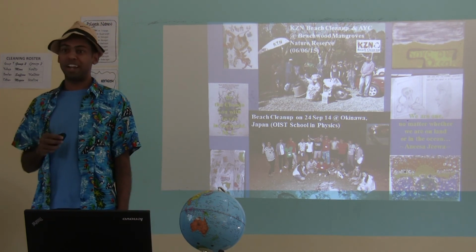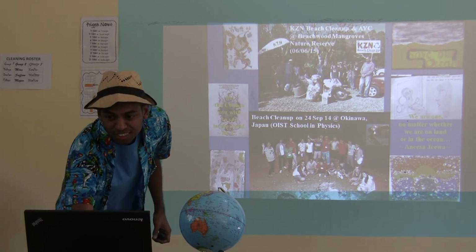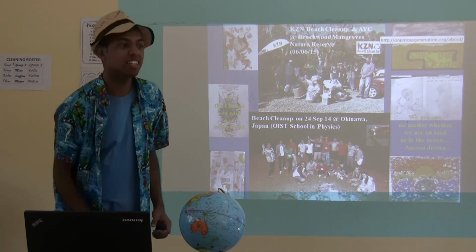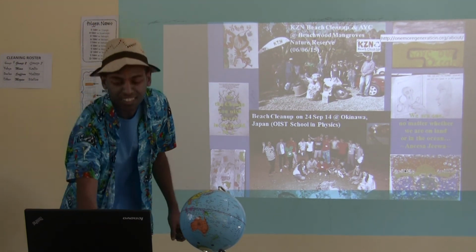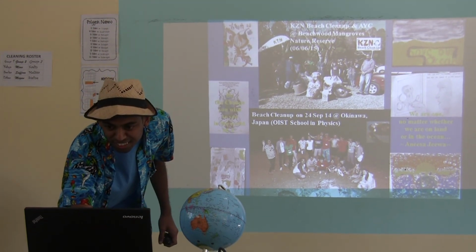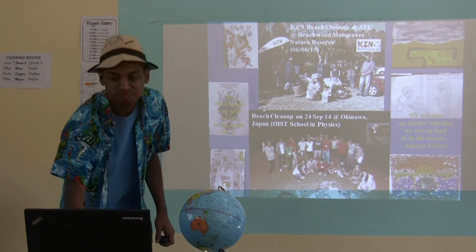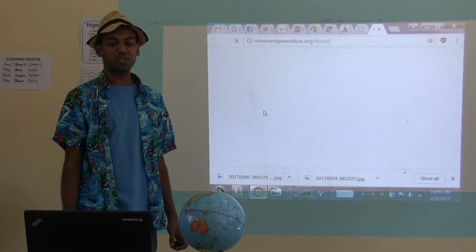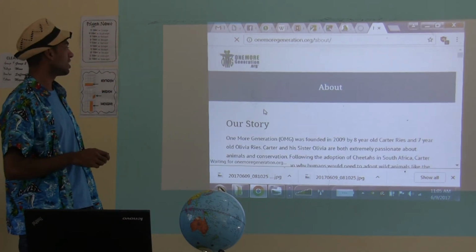But now to end, I will show you one last thing, because you will be surprised, just to get an idea. How old are you? 12. Okay, these kids were smaller than you when they did this. Now, it says here, save our ocean. So I will show you one last website. It's called One More Generation.